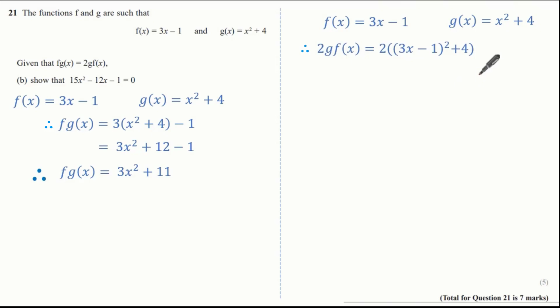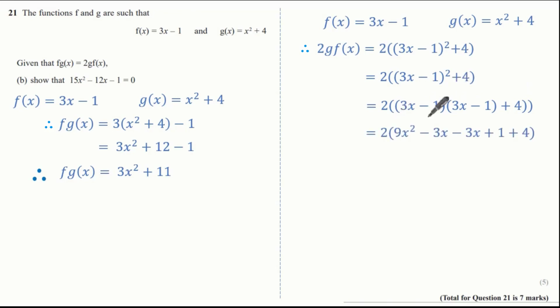Now we have to be very careful here with our brackets, so I'm going to expand one thing at a time, starting with our double brackets. Well, the 2 is still our multiplier, and we need to expand our double brackets, so we have 3x minus 1 bracket 3x minus 1 plus our 4. Now let's expand our brackets. Well, 2 is still our multiplier, and 3x times 3x is 9x squared. 3x times minus 1 is minus 3x.